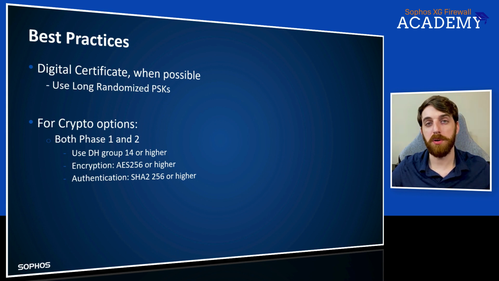On the XG firewall, this will tell you when it is suggested to use a higher level. This goes with the encryption and authentication as well. For encryption, we consider AES 256 or higher to be pretty secure while ensuring performance. Same thing with authentication, SHA-2 256 or higher is really good as well.